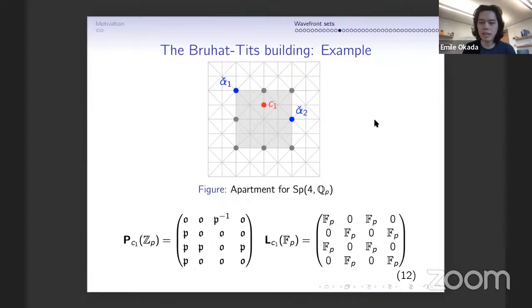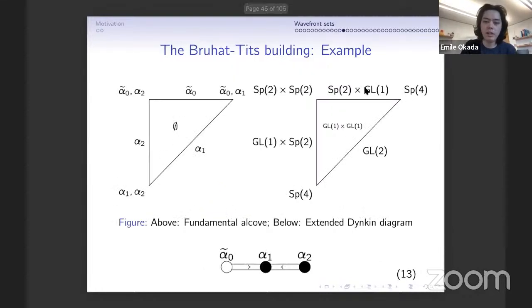A slightly more interesting example is the case when you take this vertex here, C1. Then the parahoric subgroup attached to this facet is this mysterious looking matrix, but the reductive quotient has a very nice form. So if you're familiar with pseudo-Levis, this is just Sp2 cross Sp2 embedded in Sp4. And this has root system A1 cross A1. And if you look at the hyperplane arrangement going through C1, that is exactly the hyperplane arrangement of a root system of A1 cross A1. And this is no coincidence.